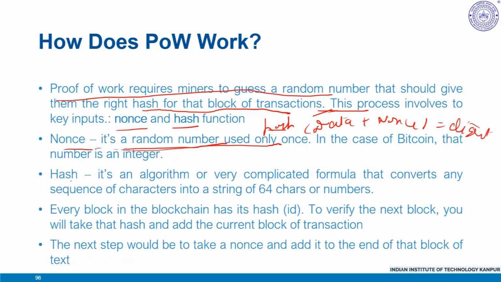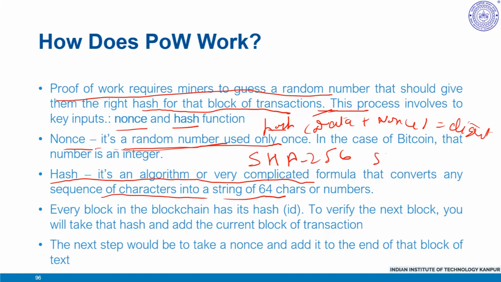Next, we have the hash function. Hash is an algorithm, a very complicated formula that converts any sequence of characters into a string of 64 characters or numbers. A specific cryptographic hash function used in many blockchain implementations like Bitcoin is the Secure Hash Algorithm, or SHA, with an output size of 256 bits. So it is also called SHA 256.